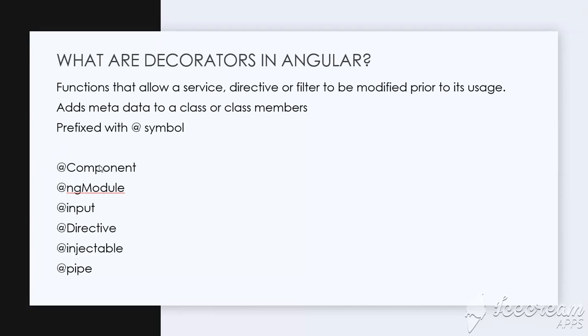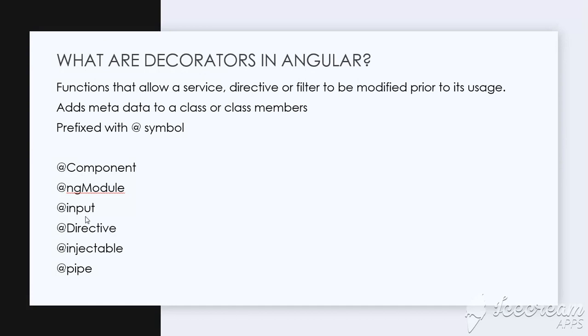So @Component, for example, you define, and then inside this decorator you have, for example, an HTML file, a TS file, and a CSS file. And similarly, we have @NgModule, @Input, @Directive. These different kinds of decorators that we use in Angular.